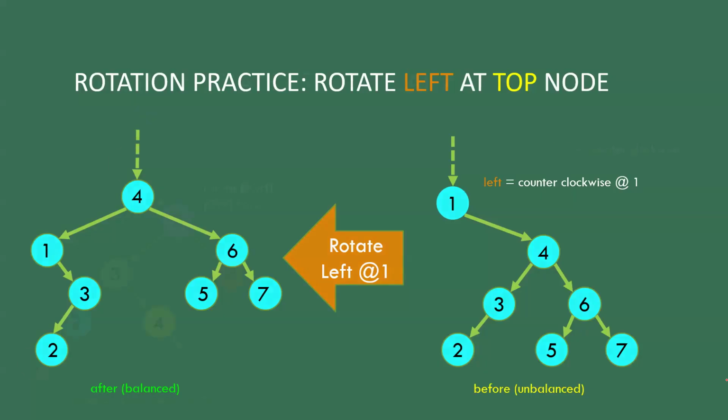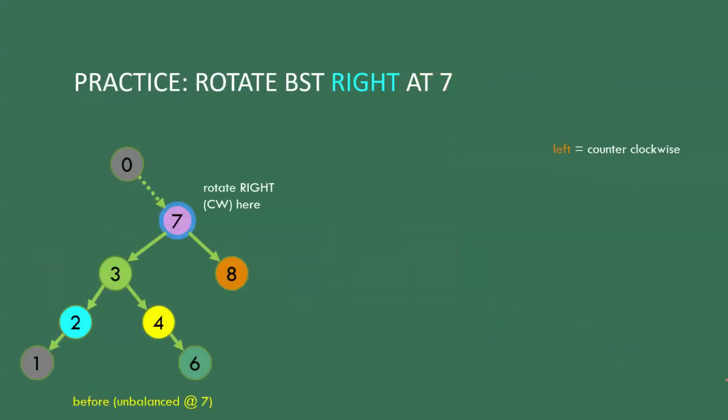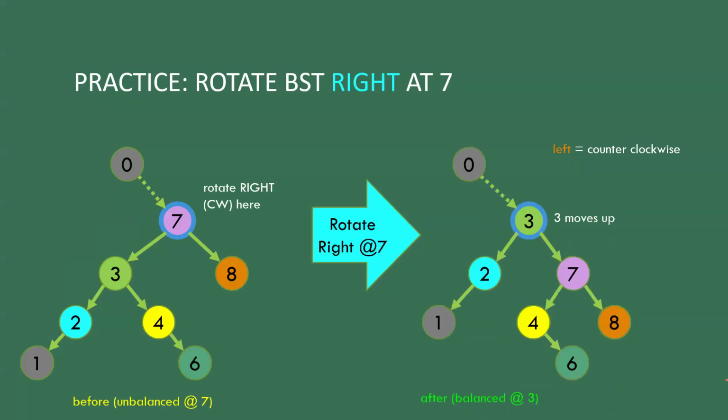Okay. For fixing balance. 1 or 2 more. Right rotate at 7. So not the 0, but right rotate at 7, pulling up the 3, pushing down the 8, handing across the 4, pushing down the 7 and the 8, handing across the 4. Okay. And now we've rebalanced our tree.